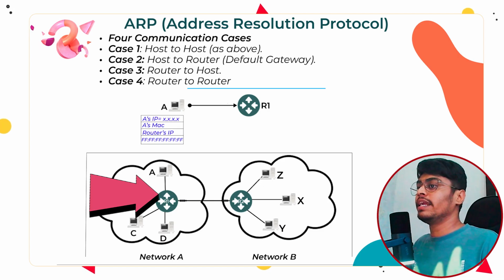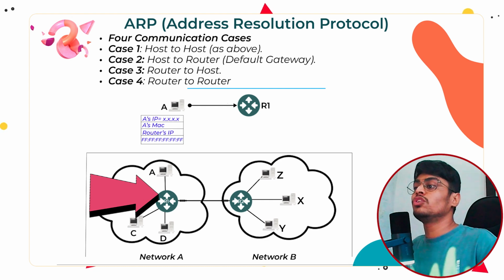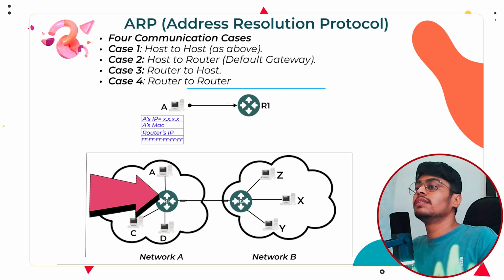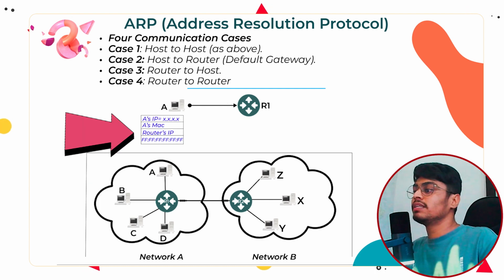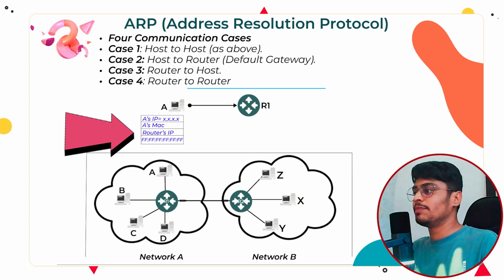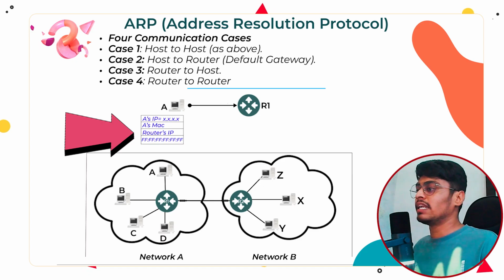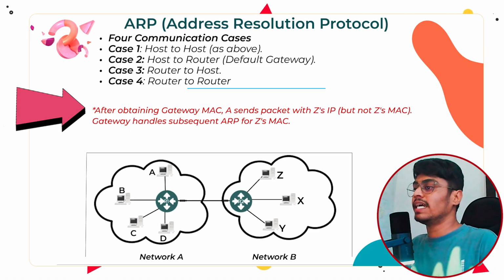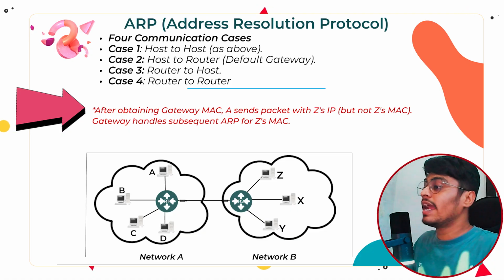Okay, and when it gets the MAC address, it has to send it forward. So what will it do? It doesn't have Z's MAC address. The IP address is there, so it will enter its own IP address, MAC address, and Z's IP address and send that packet. Since it doesn't have Z's MAC address, it will broadcast again and the reply will come.